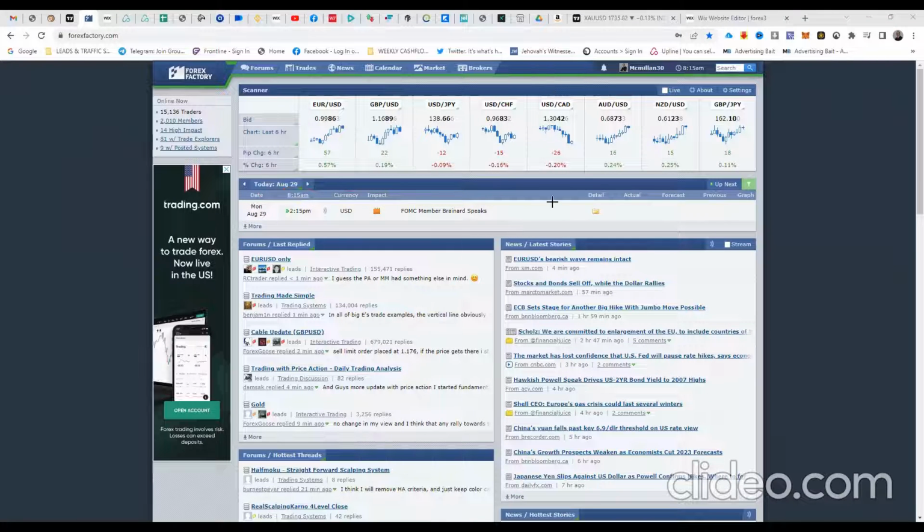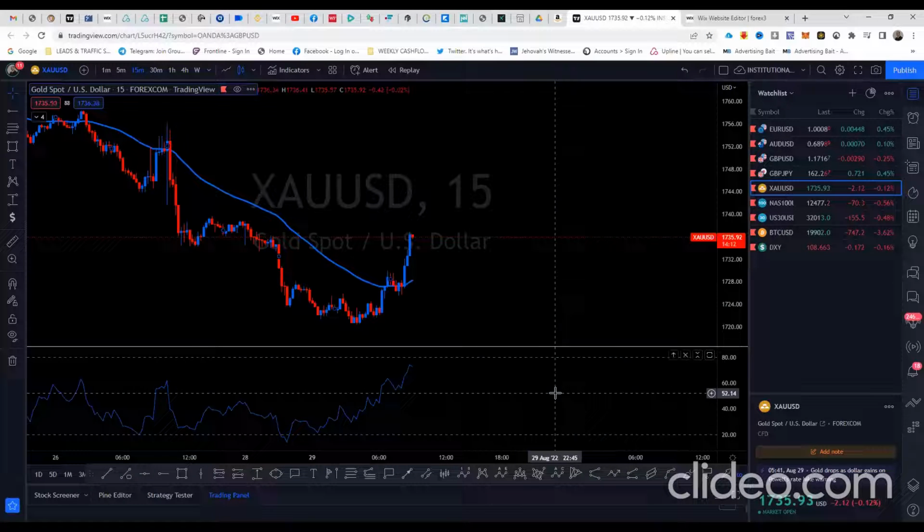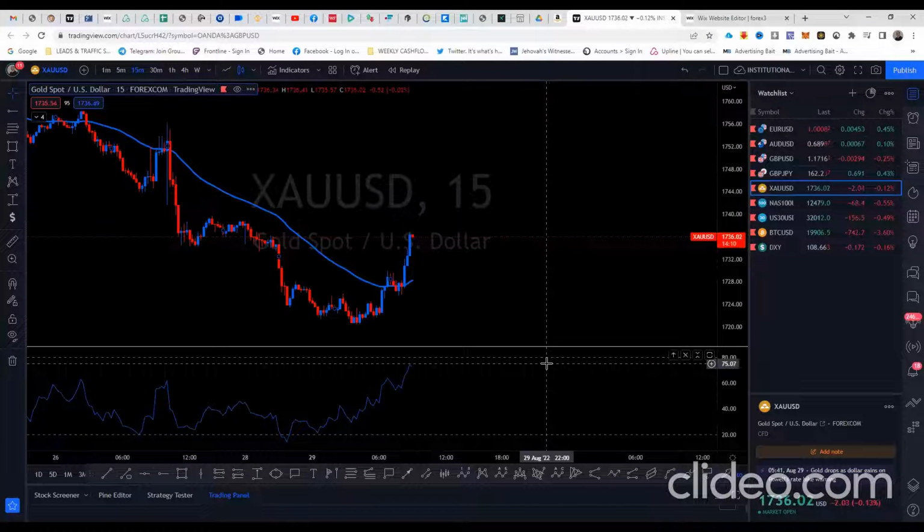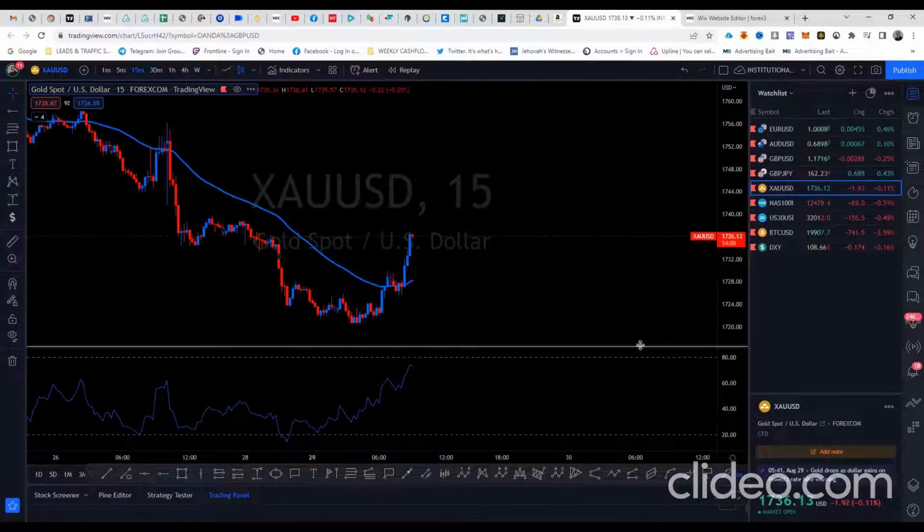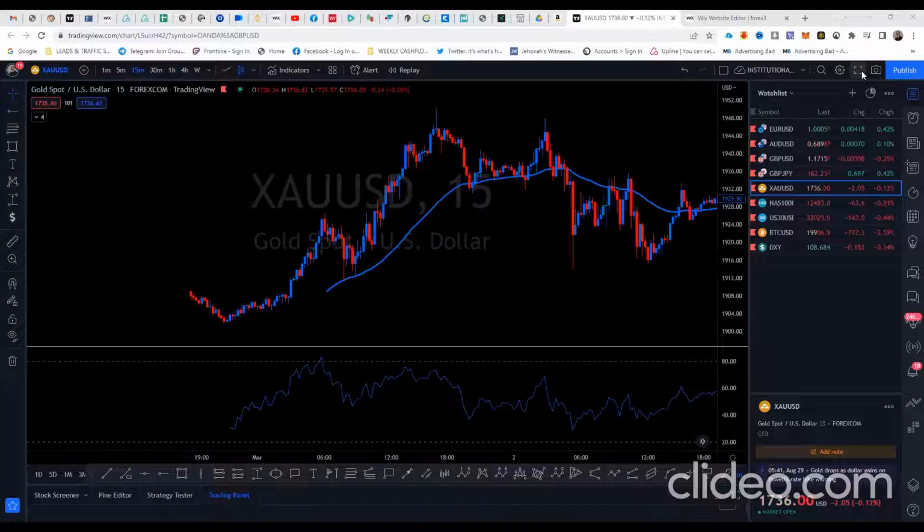So let's get started. The first thing we want to do is mark up supply and demand from the 15-minute time frame all the way to the 4-hour time frame, and then we're going to figure out the structure of current price on the 15-minute and figure out more exactly where price is likely going to go. So let's go ahead and get started.